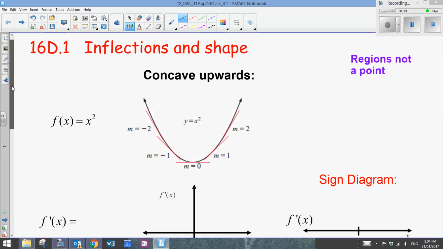So right now we've talked a little bit about concavity and just what it generally means. So anytime that we're looking for concavity, we're looking at the shape of the curve. So is it shaped upward or is it shaped downward? That would be the other option, concave down.